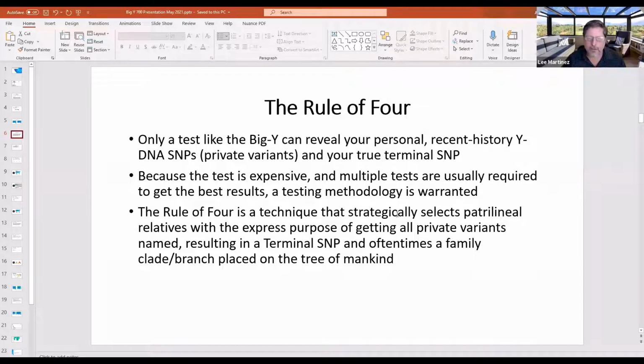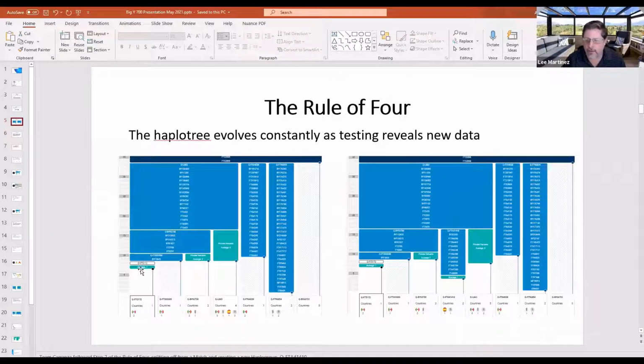Again, it strategically selects relatives to get the private variants named, resulting in a terminal SNP and oftentimes a family clade. Again, a family clade is a haplogroup that is unique to a family, right? So QFT5172, only my dad, my brothers, my first, second, and third cousins, uncles, and granduncles, we're the only ones that will ever have that haplogroup because it's unique to a family. There's another family out there that connects to us maybe 300 years ago, but they're different. They're upstream from us. So family clade, that's a concept.